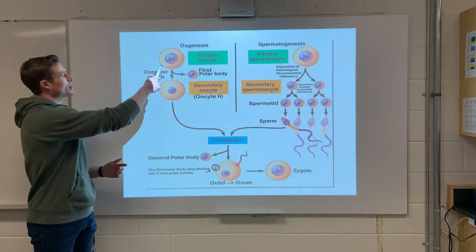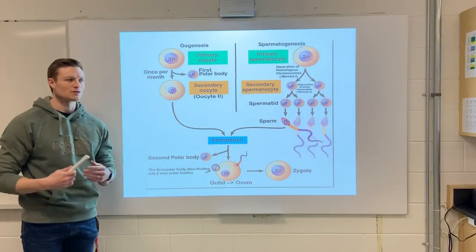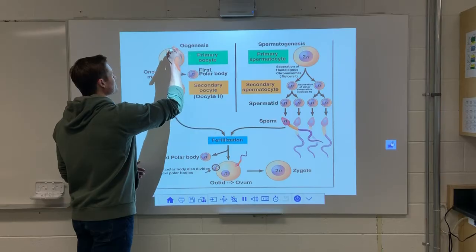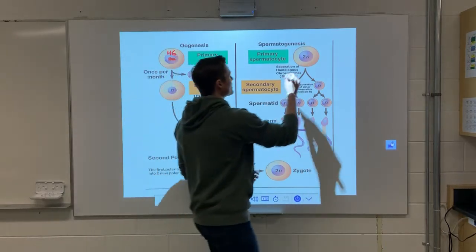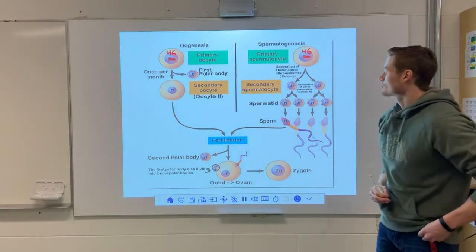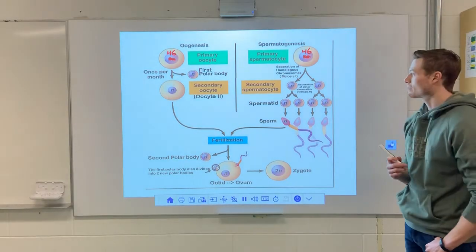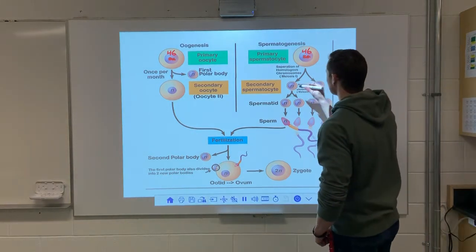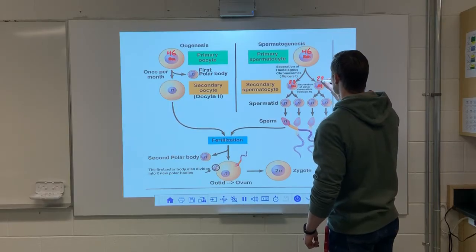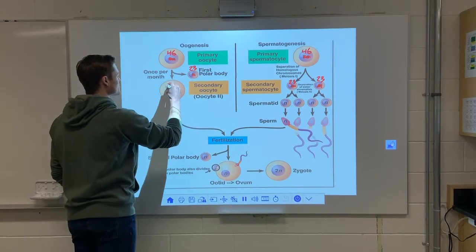Number 1, we have a primary oocyte and a primary spermatocyte. Now, the 2N, N, you don't really need to focus on right now, so I'm just going to cross that out, make it a little easier for you. And we're just going to put 46, right? This cell has 46 chromosomes, and then this cell has 46 chromosomes. So, both cells have 46 chromosomes, and we're going to undergo a division. It's called meiosis 1. What happens during meiosis 1 is we have a split. Now this cell has 23 chromosomes, and this cell has 23 chromosomes. This cell has 23 chromosomes, and this cell has 23 chromosomes.